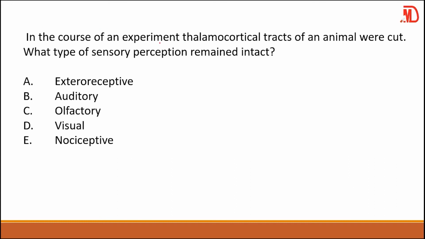In the course of an experiment, thalamocortical tracts of an animal were cut. What type of sensory perception remained intact? And over here, we are looking for the olfactory senses, or the olfactory nerve. This olfactory nerve pathway, the rest of them, pass through the thalamus. The rest of them: auditory, visual, nociceptors.